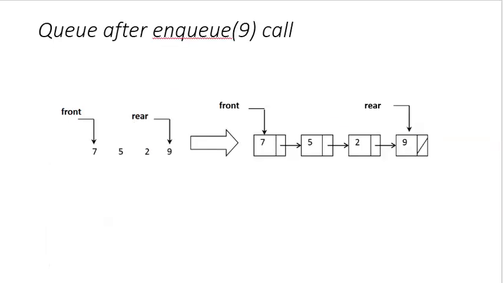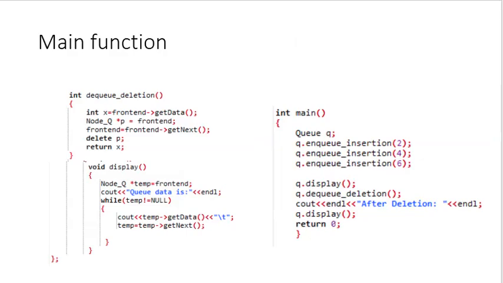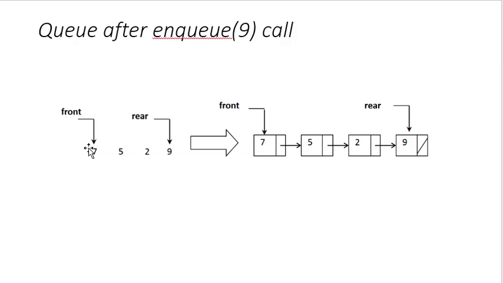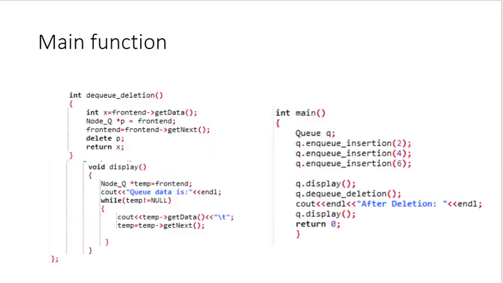If we want to display this, as it is assigned the front, I assign it to a temporary node, display this data and move to this, then display this data, move to this, and then display this data and move to this. So the main working of the function is like this.